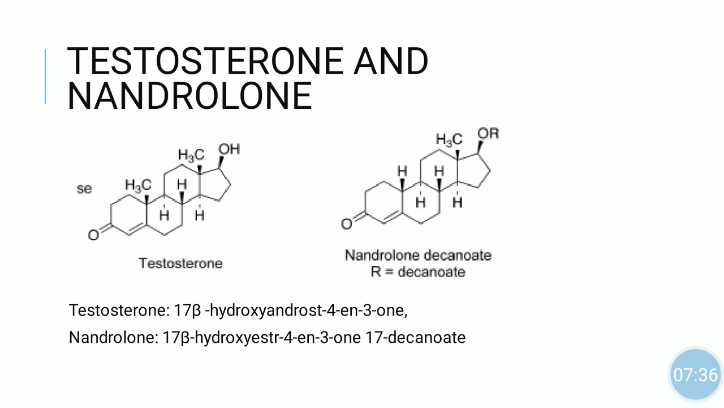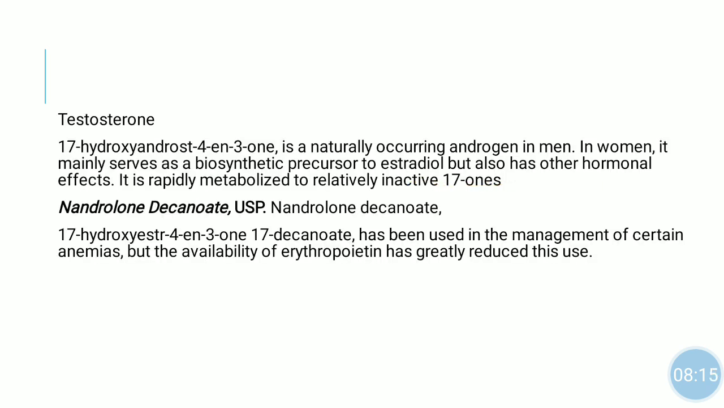It is 17 beta hydroxy androst-4-en-3-one. Okay. So, the IUPAC name of testosterone is 17 beta hydroxy androst-4-en-3-one. Now, the IUPAC name of nandrolone is 17 beta hydroxy estr-4-en-3-one 17 decanoate, isn't it? So now these are the IUPAC names of testosterone and nandrolone decanoate.